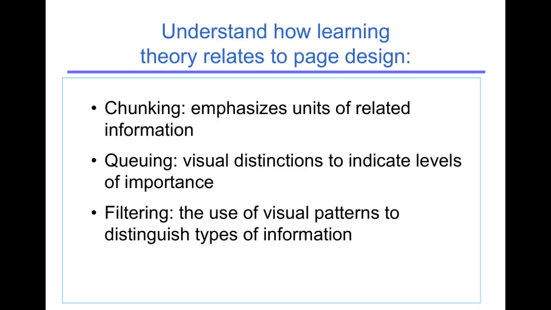Filtering is the use of visual patterns to distinguish types of information. So you might use color, you might use bold, and or a combination of bold and color. So different headings will be different size font, and they'll be all caps or all black or all blue, and all those different elements can help your reader know what types of information are to follow.